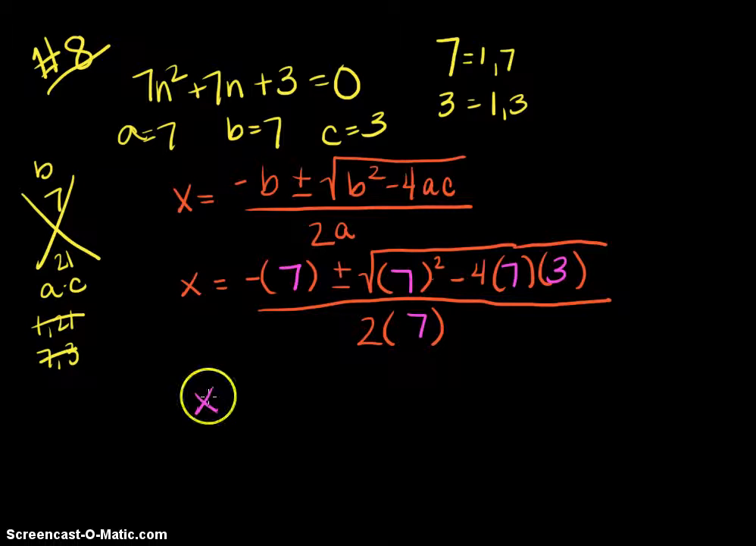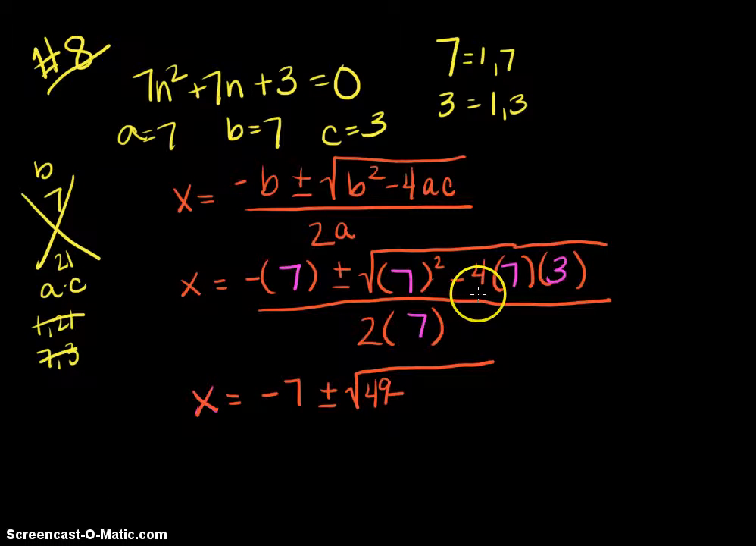So x equals negative 7 plus or minus, okay, 7 squared is 49, minus 4 times 7 is 28, times 3. Hold on, guys, I gotta go get a calculator.